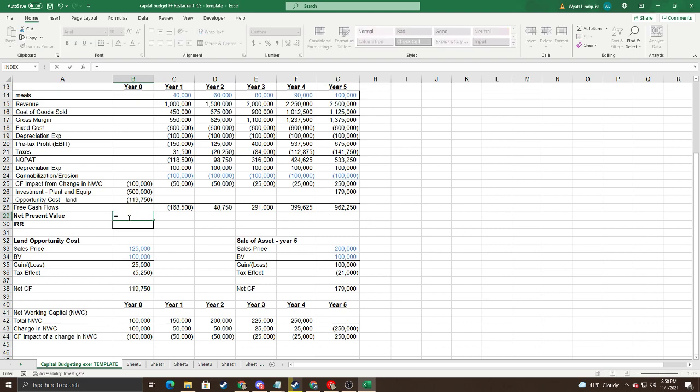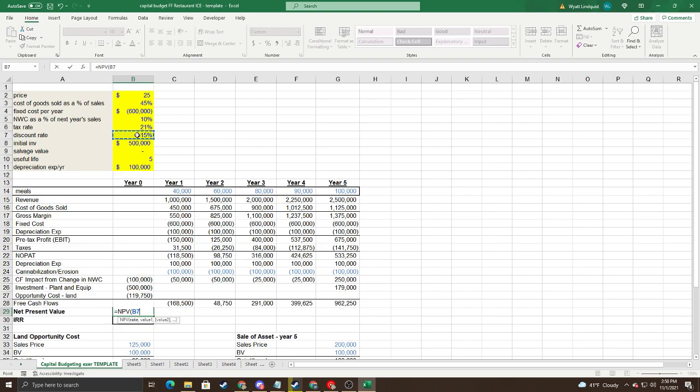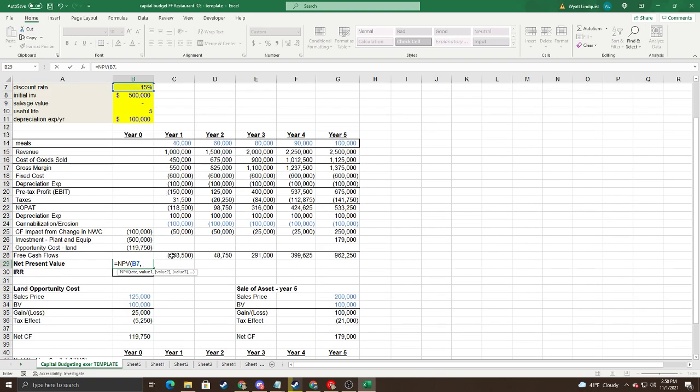And so what we're going to just do is we're going to do the NPV, and we're going to get the rate. So our discount rate is 15%, and we're going to take the values from year 1 to year 5. And we don't include year 0 in the NPV calculations. However, we do add them in at the end. And we get our net present value to be $68,823.